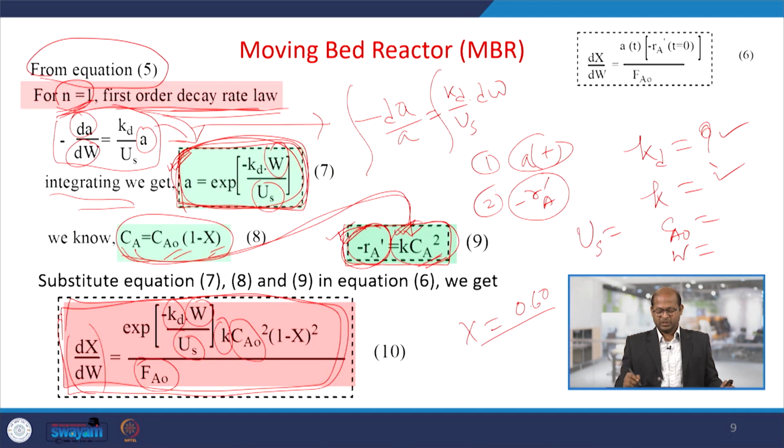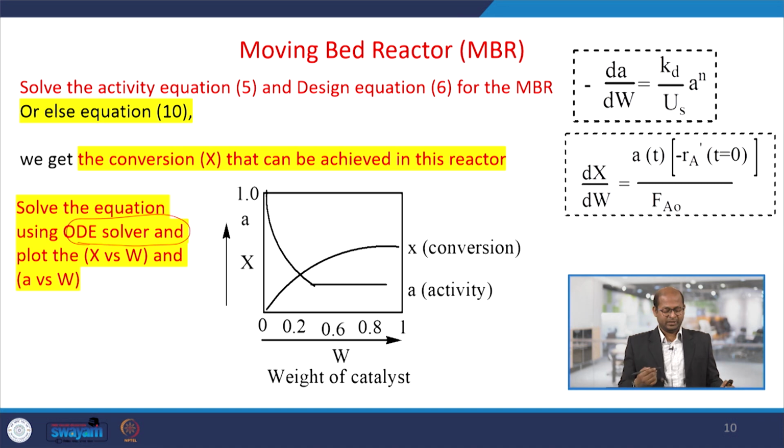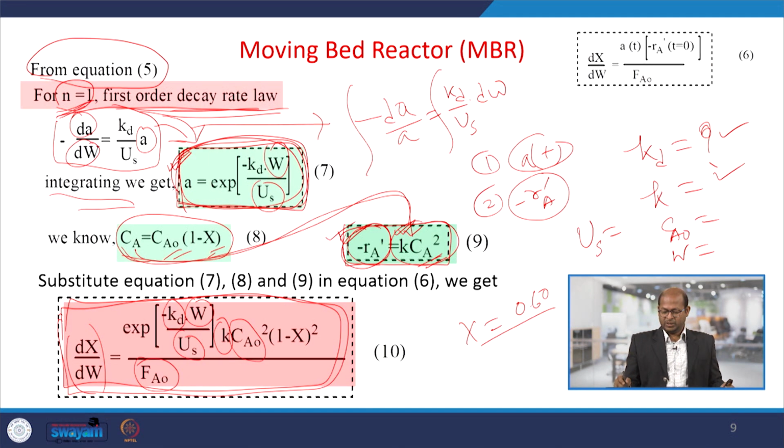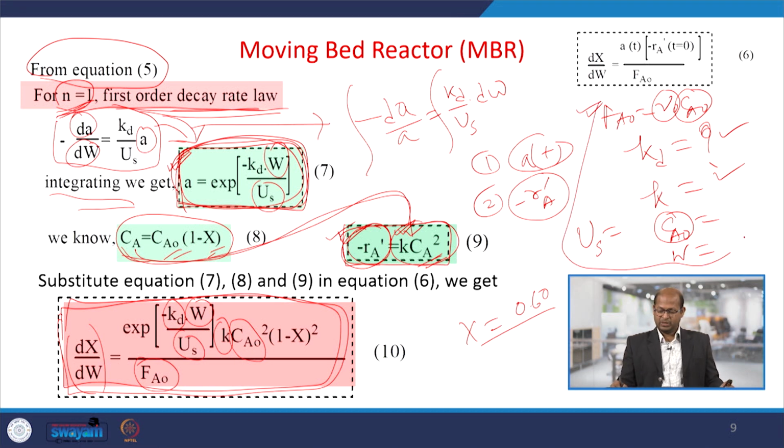So, if we consider a specified movement of that bed, these are the components we have to provide, and F_A0 equals V_0 times C_A0. C_A0 is known, and V_0, the volumetric flow rate, is also known. If we know this concentration, then the molar feed rate, moles per unit time, we know. So, these are the components we have to provide to solve these equations.